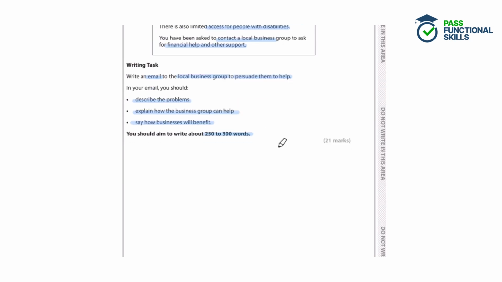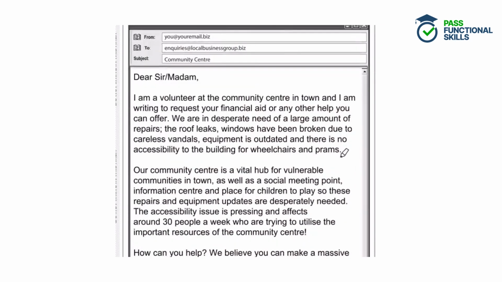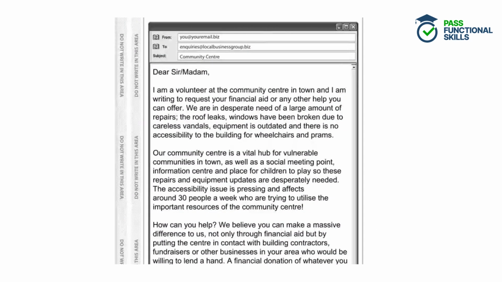So without further ado, let's take a look at the answer to this question. So here we've got the email address that the email has been written from and the email that it's been written to, so the person that we're writing to. And then we have a subject line, which just gives a brief overview of what the email will be about.